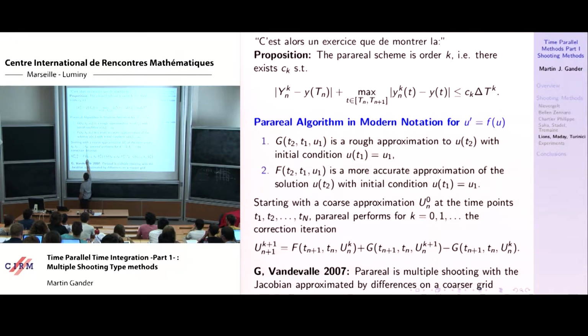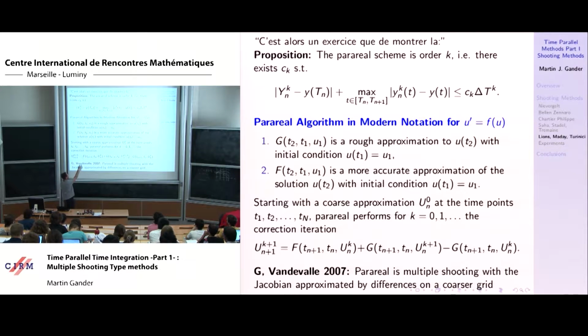It needs 2 ingredients. It needs a coarse propagator. This is an integrator, which takes an initial condition u1 at t1, gives an approximate solution at t2, very cheap, 1 step of forward Euler. Must be very, very cheap. It needs a fine propagator, f. This does exactly the same. It takes an initial condition starting at t1, gives a solution at t2, but it's very accurate, very expensive.